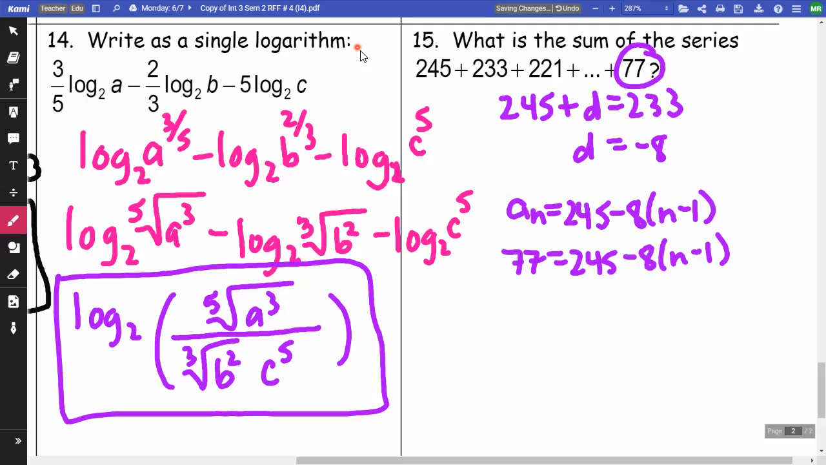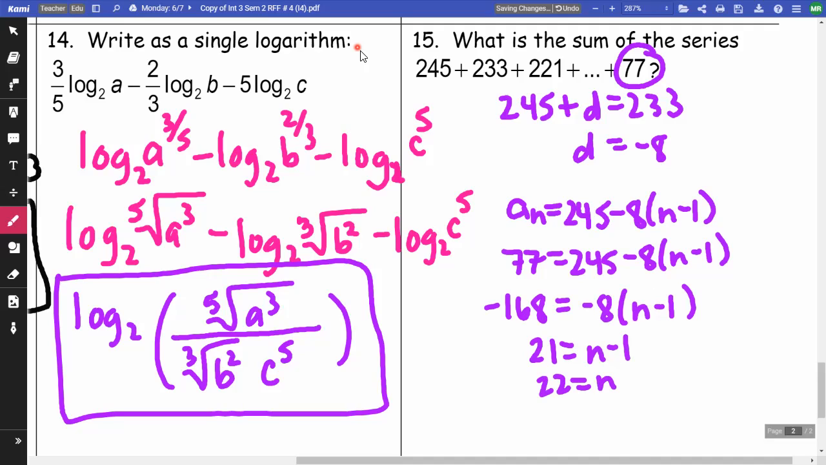So I'm going to subtract 245 from both sides. And I get negative 168 is equal to negative 8 times n minus 1. I'm going to divide by negative 8. So I get 21 is equal to n minus 1. So 22 is my n. So this 77 is my 22nd term.